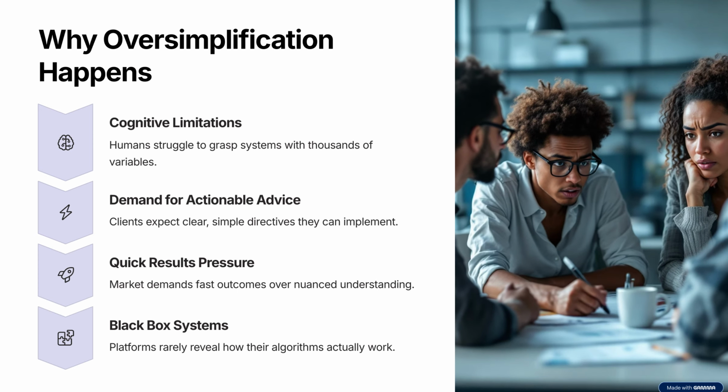Okay, so given all this complexity, it begs the question, why is so much marketing advice so simplistic? Yeah, it's a great question. The sources offered a few reasons. I bet. One thing that jumped out at me was just basic human psychology. Our brains kind of struggle with these massively complex systems, right? Thousands of variables all interacting. Absolutely. It's hard to wrap your head around. Simple rules of thumb are just easier, more digestible.